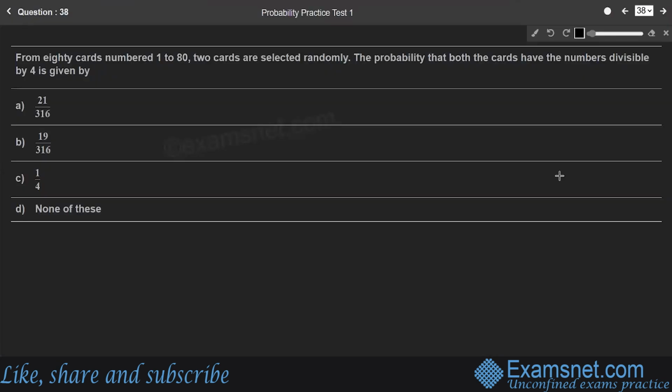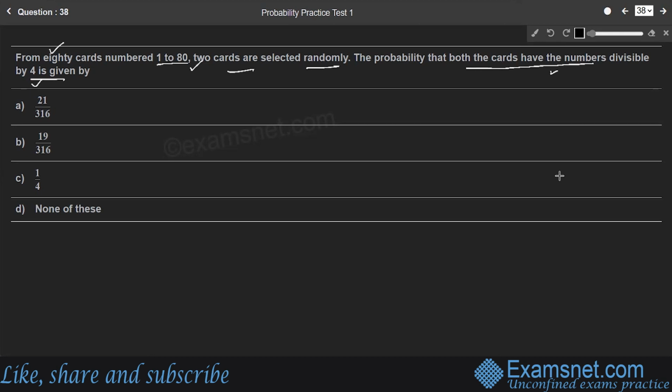Question number 38. From 80 cards numbered 1 to 80, two cards are selected randomly. The probability that both the cards have numbers divisible by 4 is given by. So out of 80 cards, when two cards are selected randomly, in how many ways can two cards be selected? That gives the total outcome. In that, the two cards which are divisible by 4 give the favorable outcome.